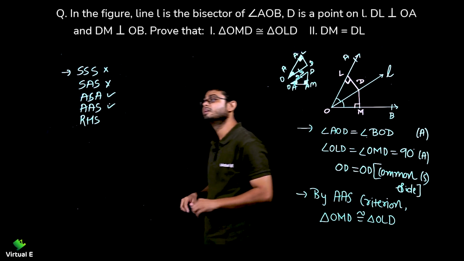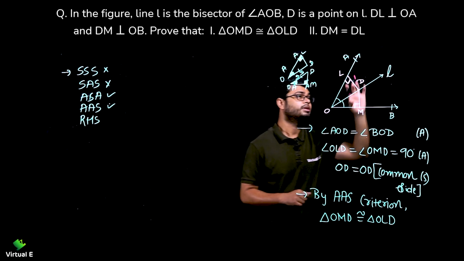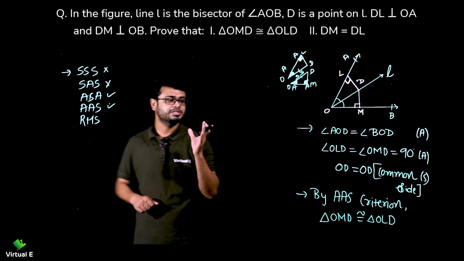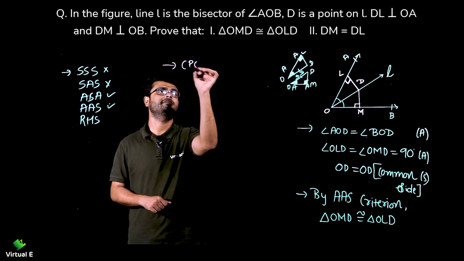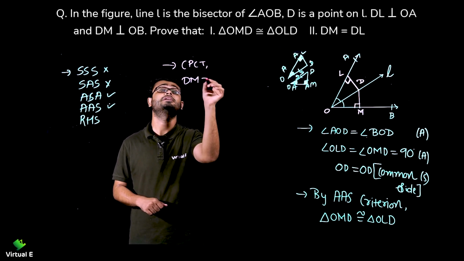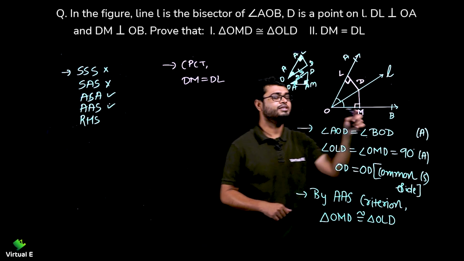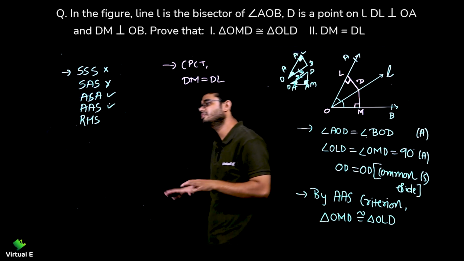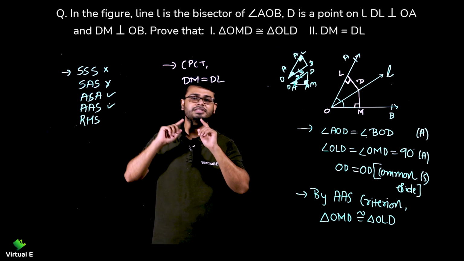Very simple it was. Now second, DM is equal to DL. This is what we need to prove. This can very simply be done by CPCT. So by CPCT, we can directly write DM is equal to DL. You can even write OL is equal to OM. It depends.